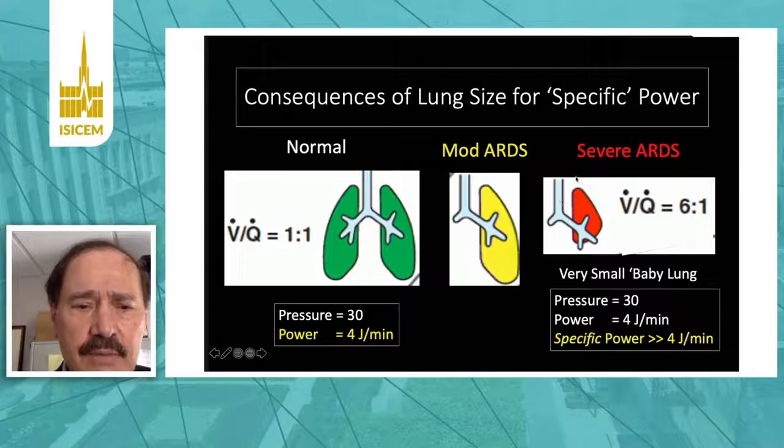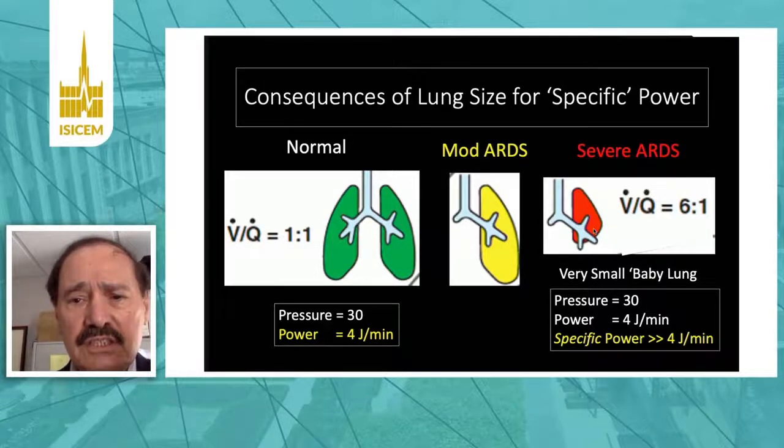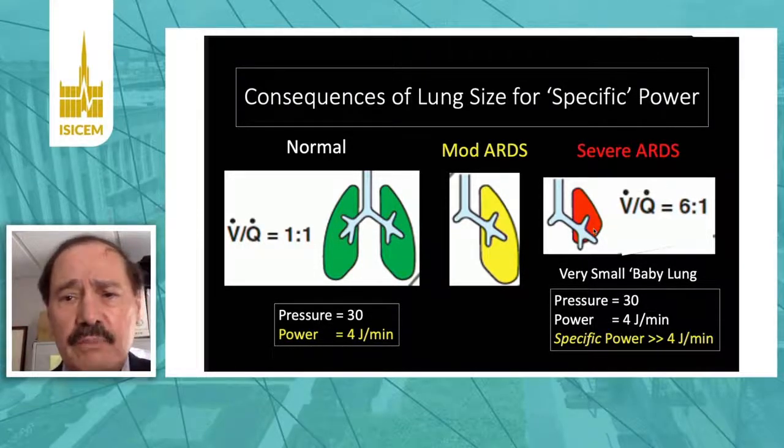If you take the same amount of power, 4 joules per minute, and you achieve a pressure of 30 in this lung, which is normal, not much happens. If you have severe ARDS and have a small baby lung, the same pressure, the same measurable power, has a specific power much, much greater than that 4 joules that you can measure because it's concentrated on the small piece. And I'll come back to that at the very end. The point is that the baby lung size is important when we're interpreting the power that we're measuring externally.